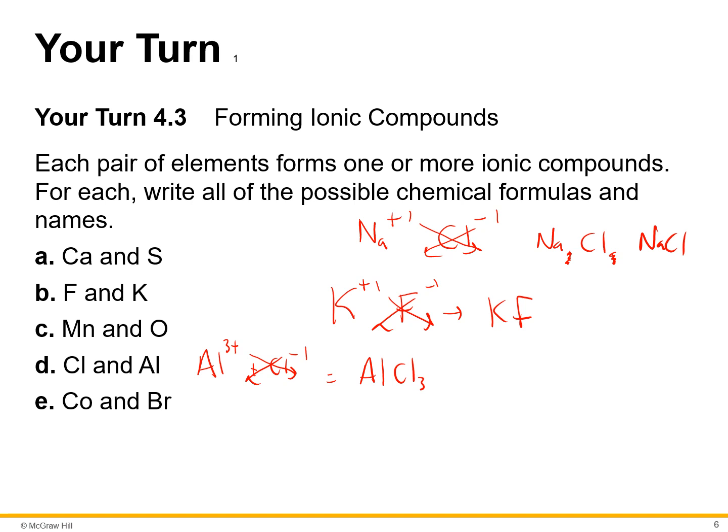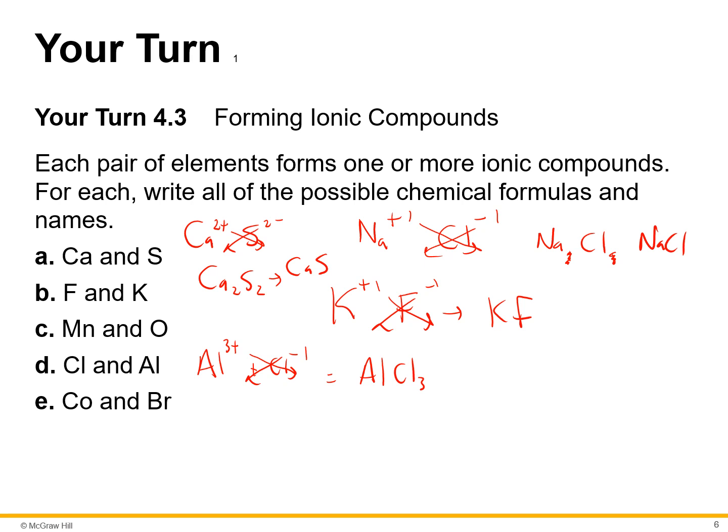Now, what about calcium and sulfide? Ca is 2 plus, S is 2 minus. When you crisscross them, you get Ca2S2. However, you cannot leave them as 2 and 2. You have to simplify them. The way it gets simplified is you divide both numbers by 2 to get CaS. So when calcium and sulfide come together, you get CaS.